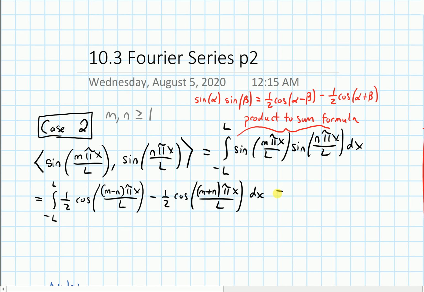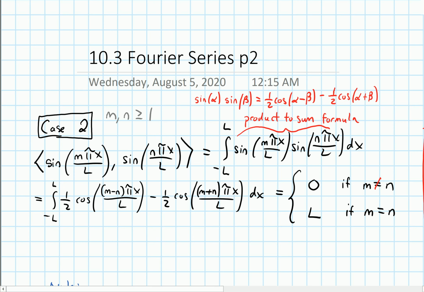So this can be one of two things. If the m and the n are not equal, then it turns out that this will end up equaling 0. But if the m and the n are the same, this will end up equaling L. So I'm just going to give a sketch of the reason why.